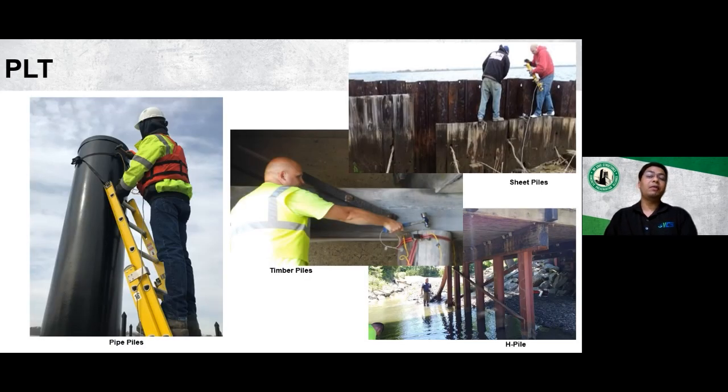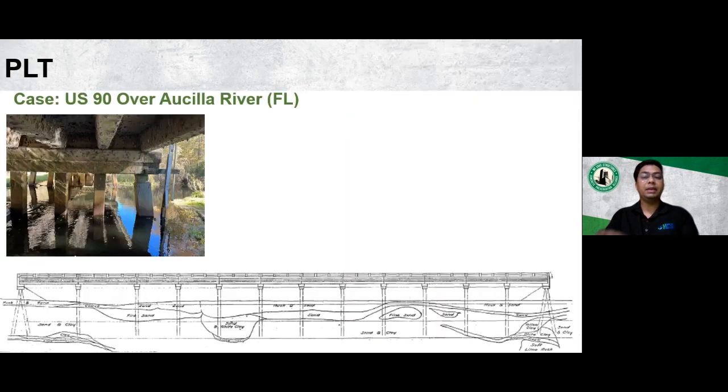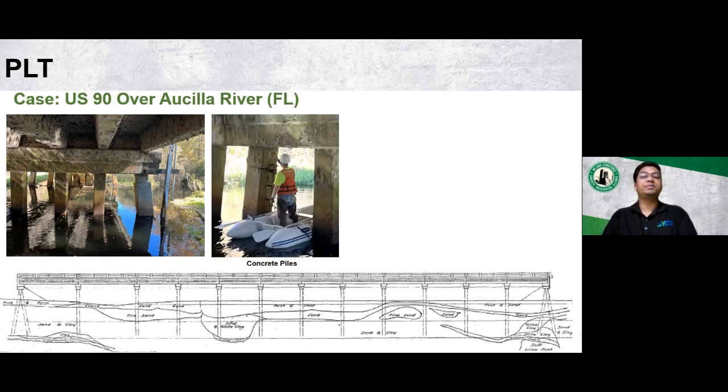Here are some pictures from various projects where the pile testing is being performed on pipe piles, sheet piles, or timber piles. And one good example of the pile length testing being used on concrete piles would be the US 90 bridge over Aucilla River in Florida. This bridge consists of 12 spans and is supported by 11 bents with 18-inch square precast concrete piles. But the driving depth of these piles was unknown due to the lack of construction as-built drawings. And here is one of the technicians performing the pile length testing on those concrete piles in the picture.